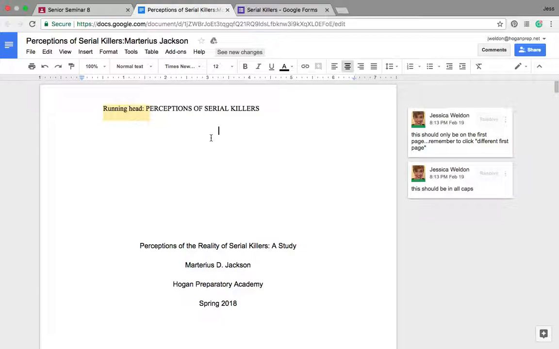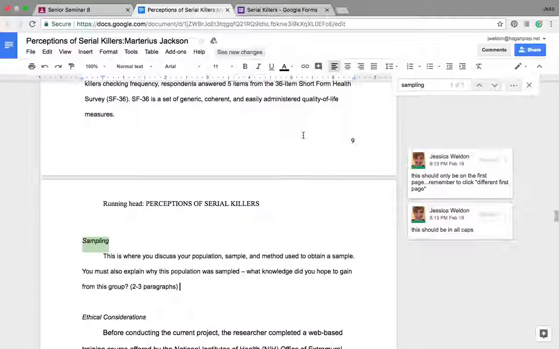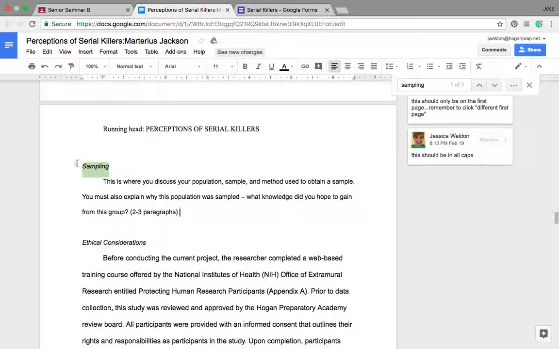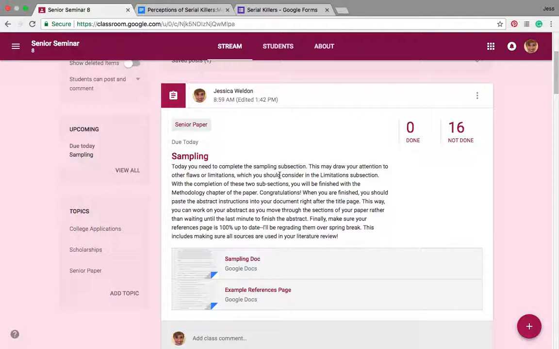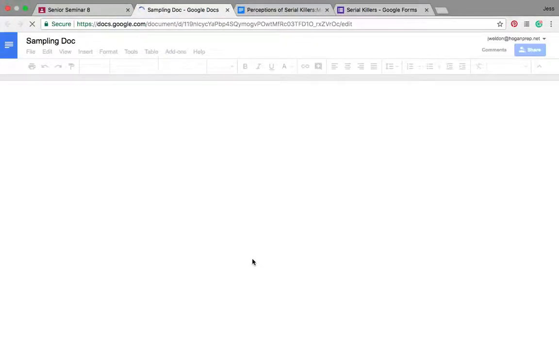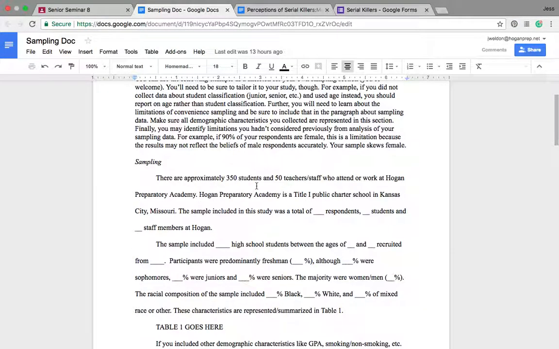You can do that by doing a Control F search and typing in sampling, and it should bring you to this section. Alternatively, you can just scroll down to find it. Once you've found that, you should go into the Google Classroom and find this post from today, which is March 13th, and click on the sampling doc. This is the document that has the instructions and a description for the sampling section, and it's the skeleton of the sampling that you are going to copy and paste in.